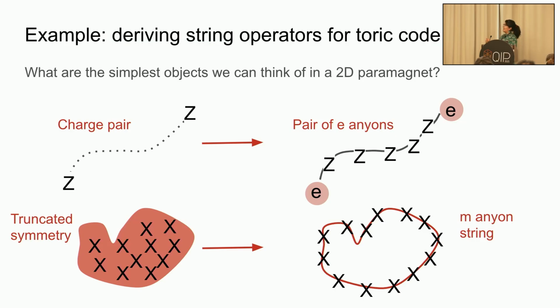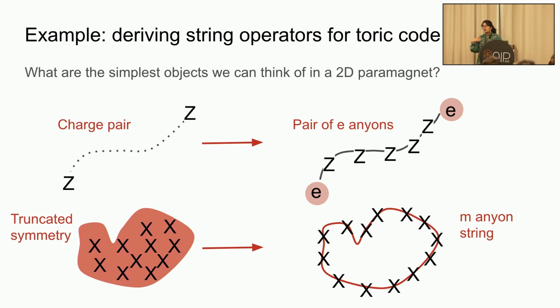So again, going back to the simple example of the toric code, consider this 2D paramagnet that I started out with. I can create some pair of charges, which are simple excitations on top of my paramagnet, using Z operators. And when I push this pair of Z operators, which may be far apart, through the Kramers-Wannier map, I get a string of Z's connecting them. And I recognize this as a string operator for a pair of E anyons. So my charges on my paramagnet become charged anyons on my toric code side.